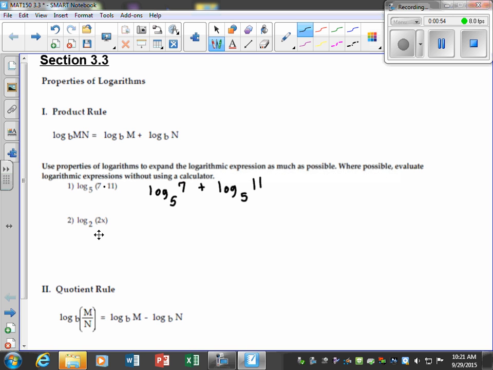So let's do the same thing with number 2. This is like 2 times x, so we're just going to get log base 2 of 2 plus log base 2 of x. Now, can this be simplified any further? Yes, if you think back to the previous lesson, we have a rule for this. When the base matches the argument, the answer is going to be the exponent. In this case, it's a known 1, so this actually simplifies further to just be 1 plus log base 2 of x.